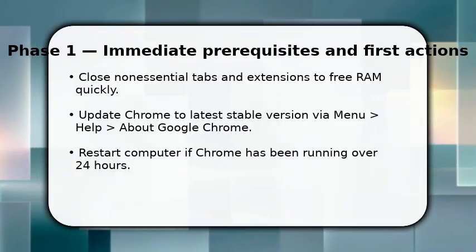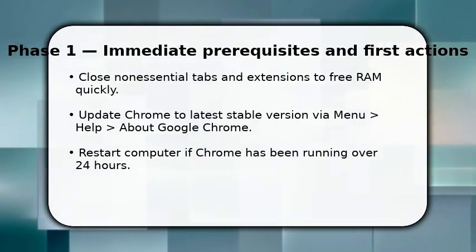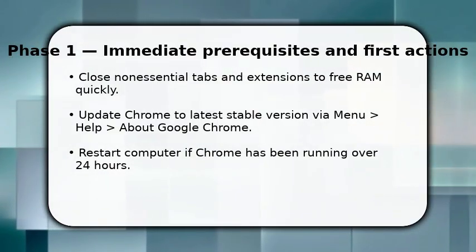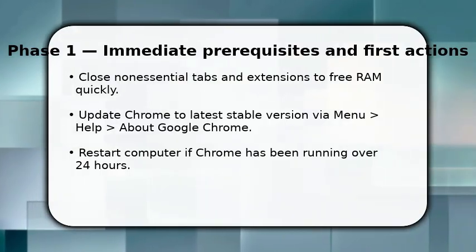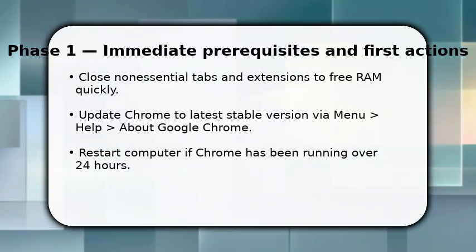You start by closing excess tabs and background apps so Chrome has memory headroom. This reduces immediate crashes. Next, make sure Chrome is updated. Open Menu, Help, About Google Chrome because many crashes are fixed in recent patches.